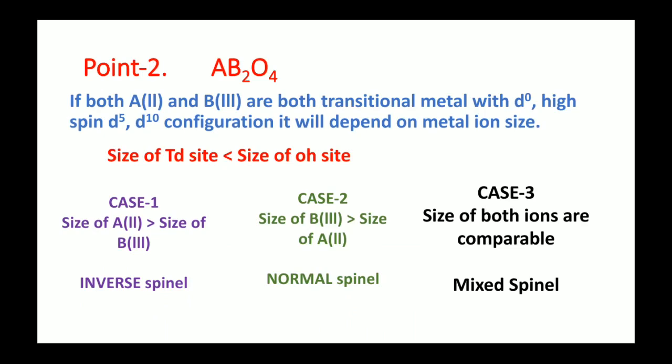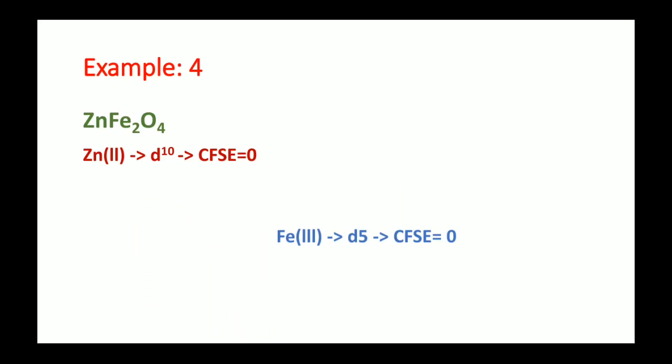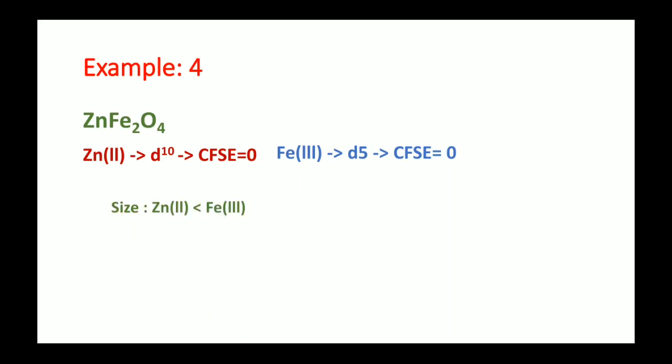So now we'll come to the examples. For example, I have taken ZnFe2O4. In this case zinc is +2 and Fe is +3. Zn2+ has a d10 electronic configuration, and hence CFSE equal to 0. And Fe3+ has a d5 electronic configuration and CFSE equal to 0. So both of these have a CFSE of 0. Hence the determining factor is the size. The size of zinc is smaller than iron. Why?